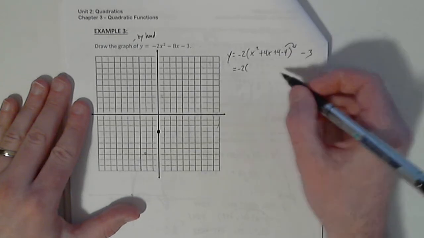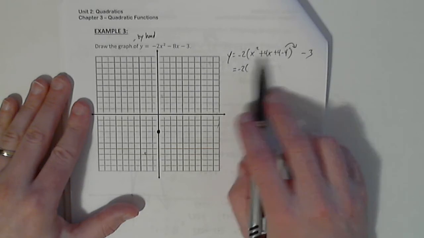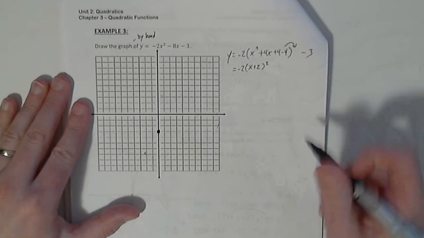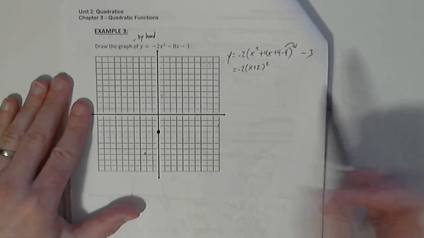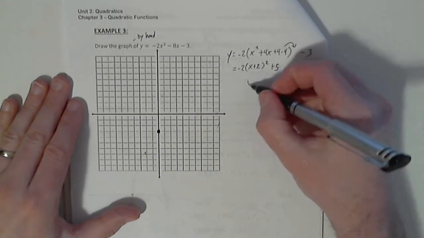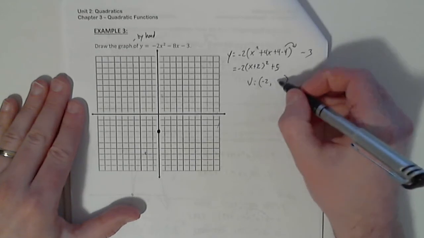So next line, negative 2. I have my perfect square in here, which is x plus 2. And negative 4 times negative 2 is positive 8, minus 3 is positive 5. So we have the vertex at negative 2, 5.